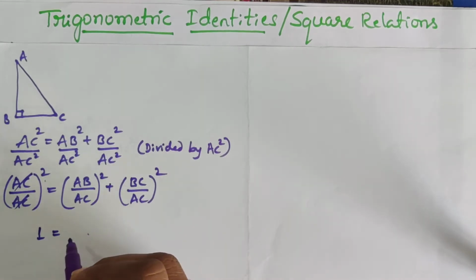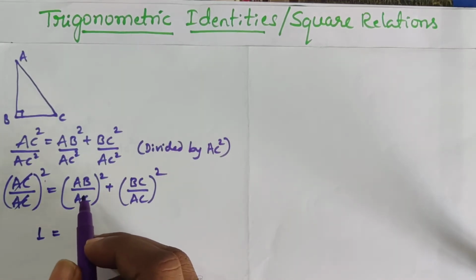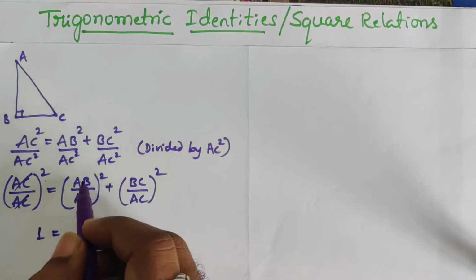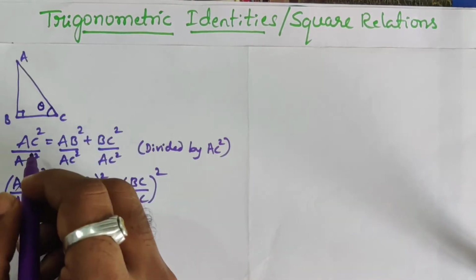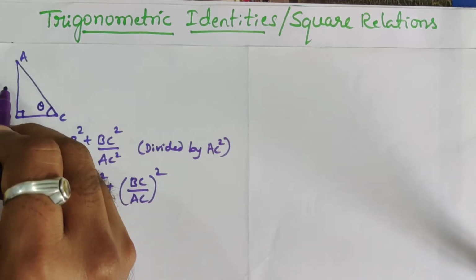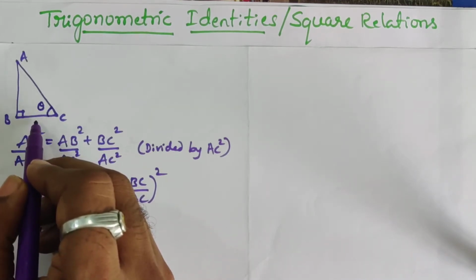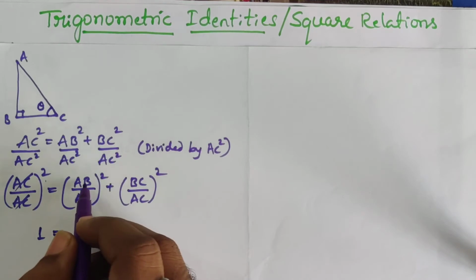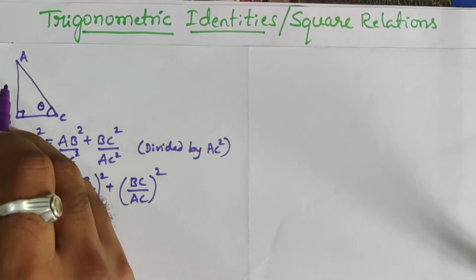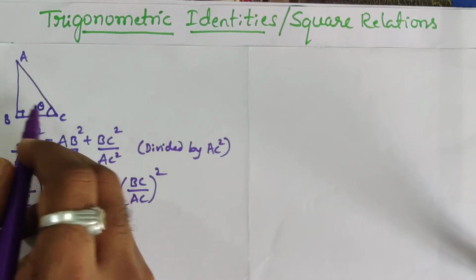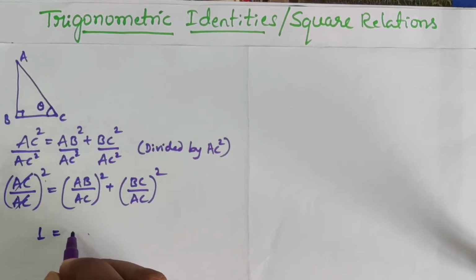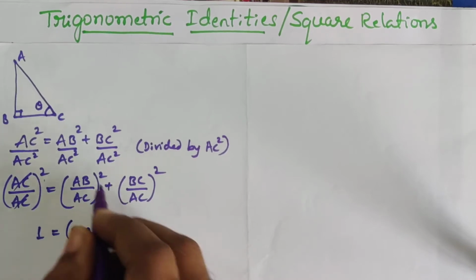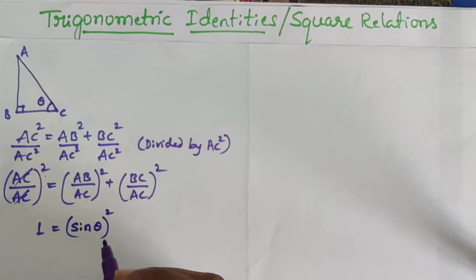But here AB by AC is left out. So you have studied the trigonometric ratios. AB by AC means, if I take with respect to theta here, AB will be opposite, this will be base, and this will be hypotenuse. So AB by AC means opposite by hypotenuse, which is sine theta. And then I'll write the whole square as it is.